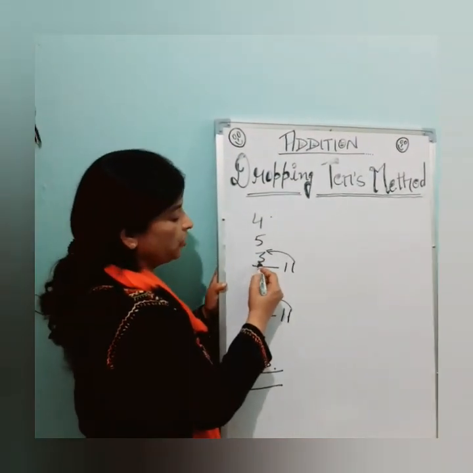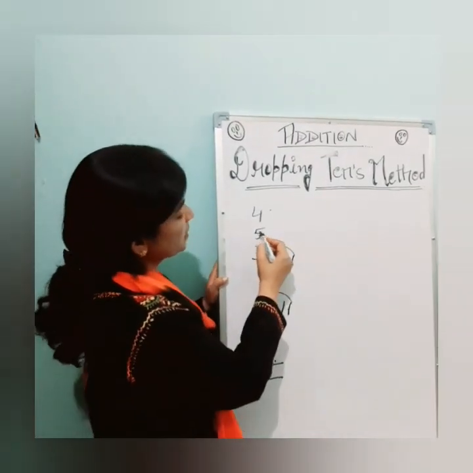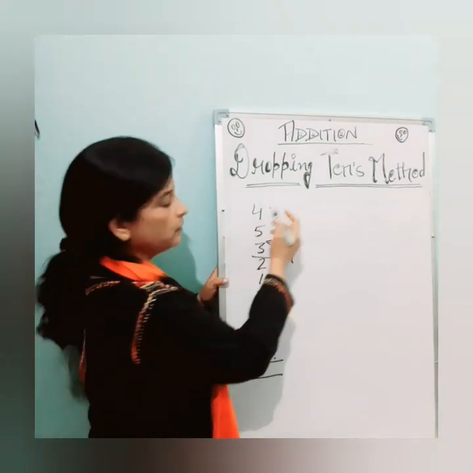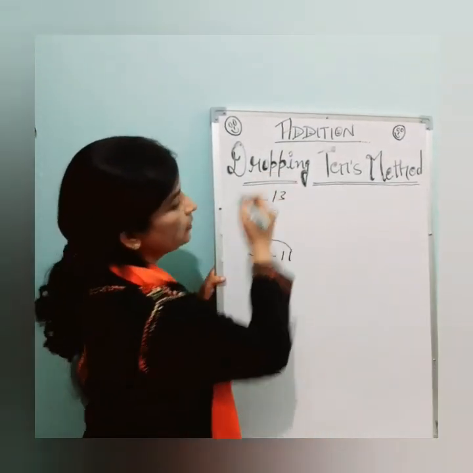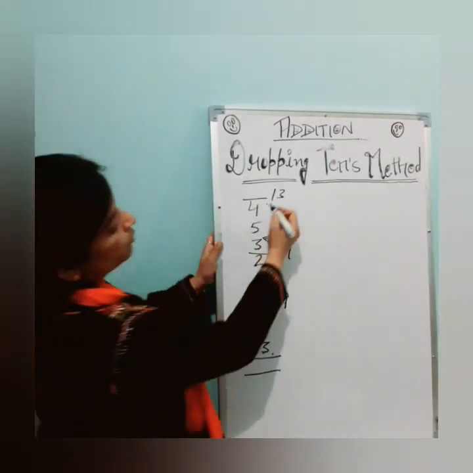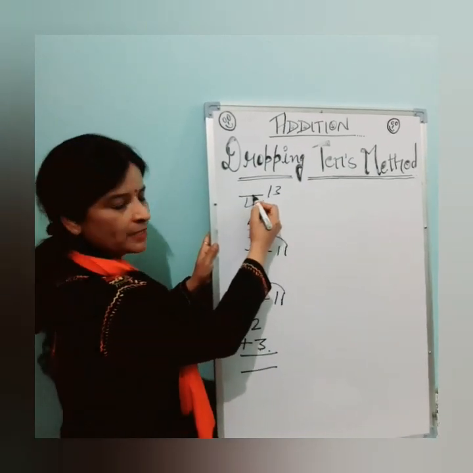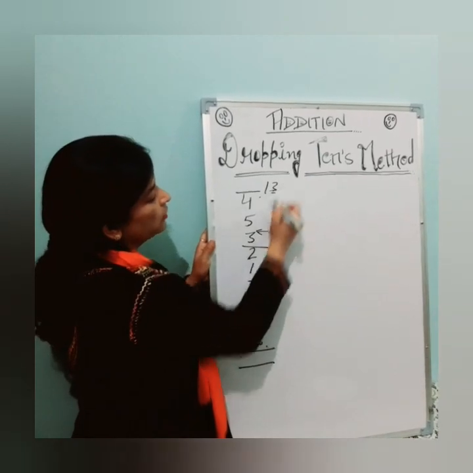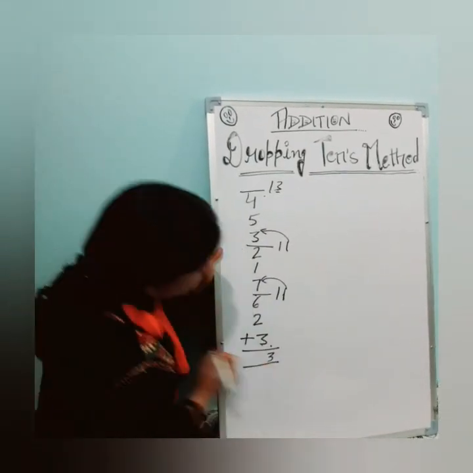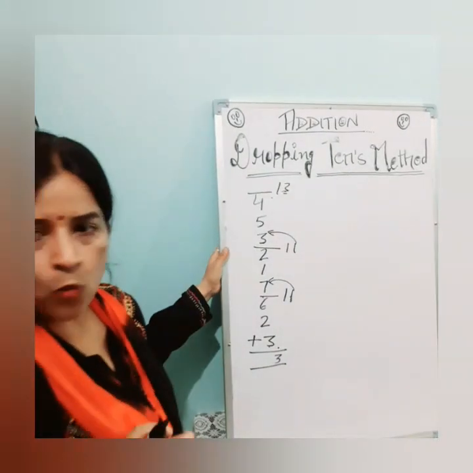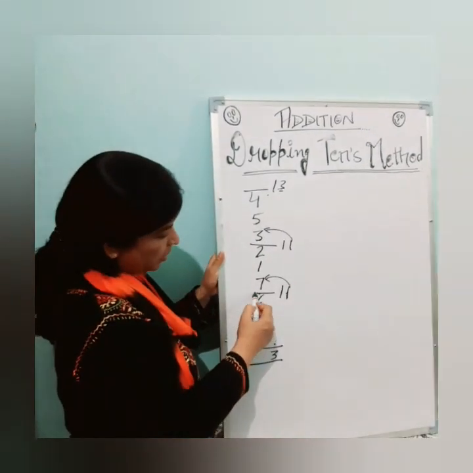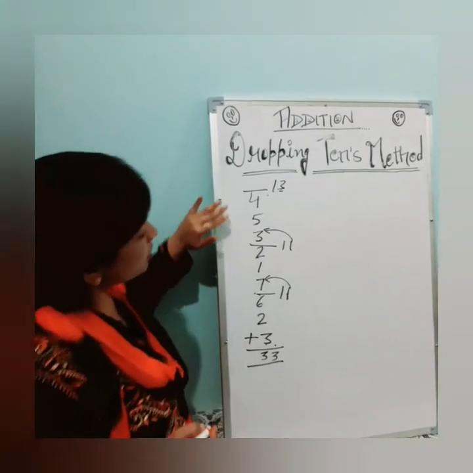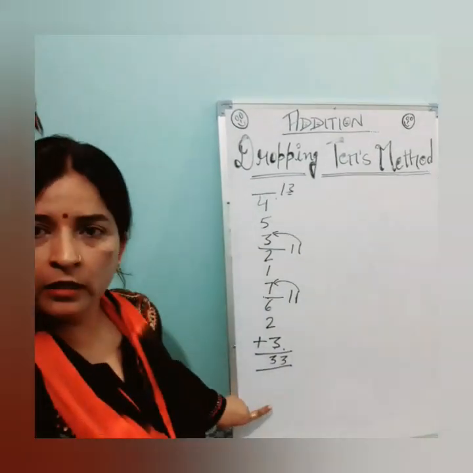1 plus 3, 4. 4 plus 5, 9. 9 plus 4, 13. Again more than 10. So we will drop 10 here as a bar. What is remaining in ones? 3. 3 we will write here. After that we will count tens: 1, 2, 3. So the sum of these numbers is 33.